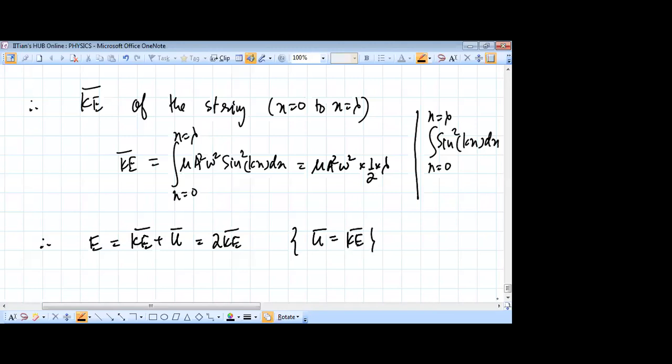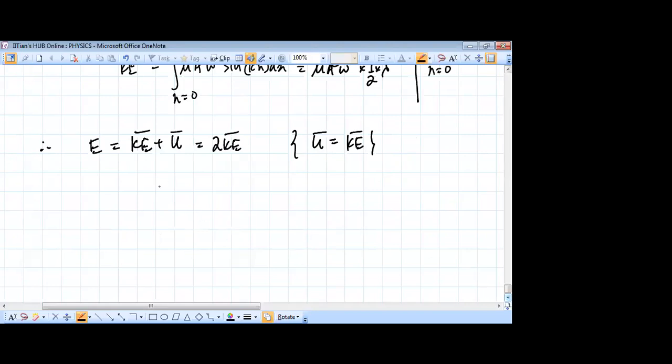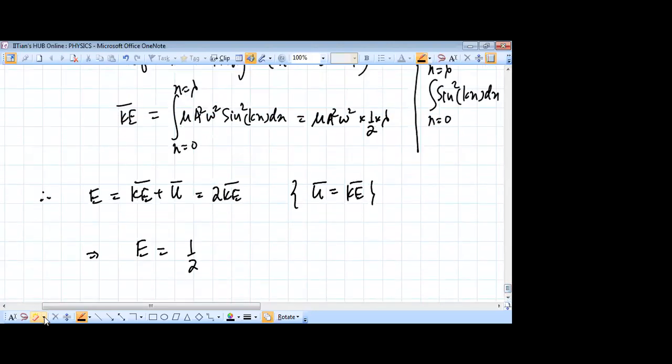Even though they are maximizing at different times, they are interchanging, but because of the symmetry nature, the total energy of oscillation of a section of length lambda of the string will become double of this now. So it will become lambda into mu into a square omega square.